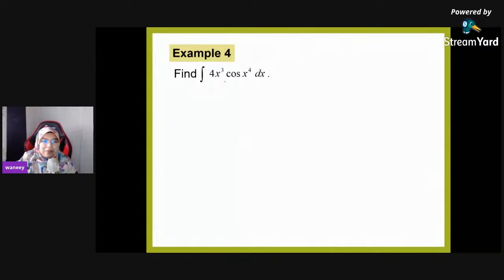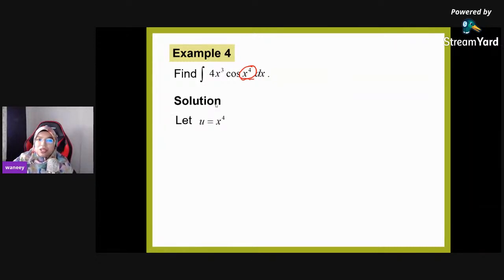Okay, so what if I'm using 4x cube? If I use this as u, when I differentiate I won't get cos. So cannot, reject. If I'm using cos, if I differentiate a cos, I'm supposed to get a sine. But I don't have any sine. So no, not a cos. But what about x to the power of 4? If I let u equal to x to the power of 4, can I get everything else? So the answer is yes. So you can choose u equal to x to the power of 4.